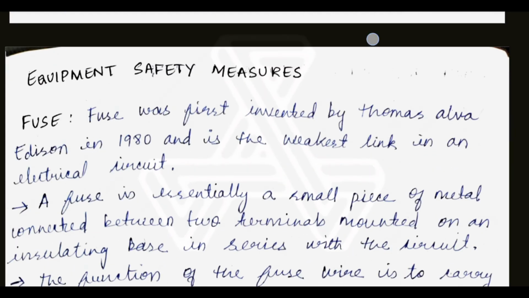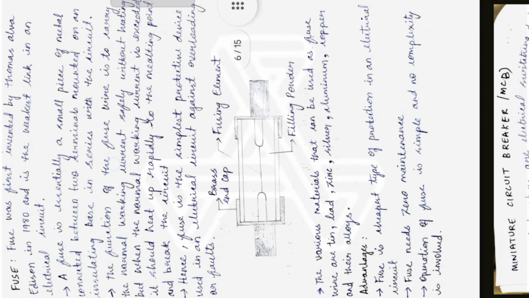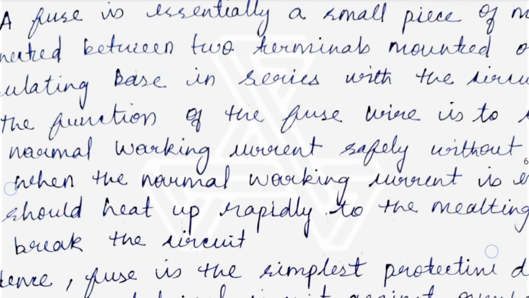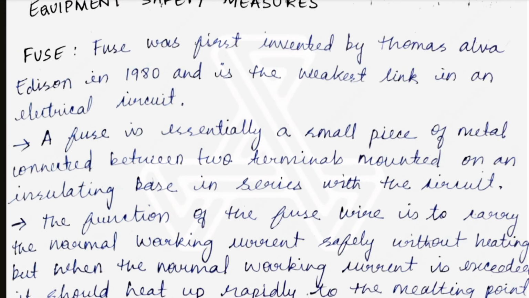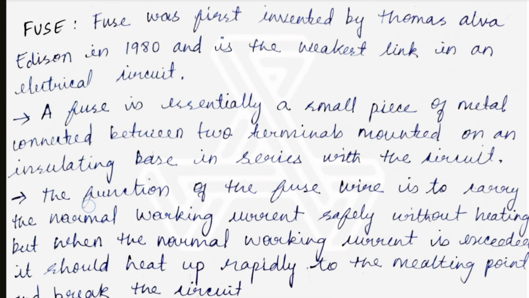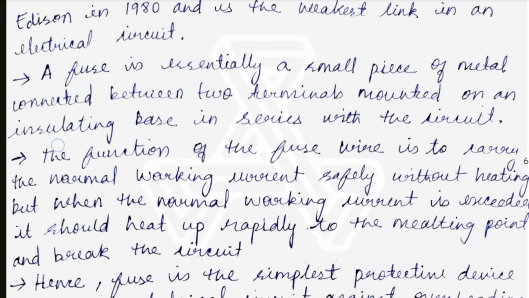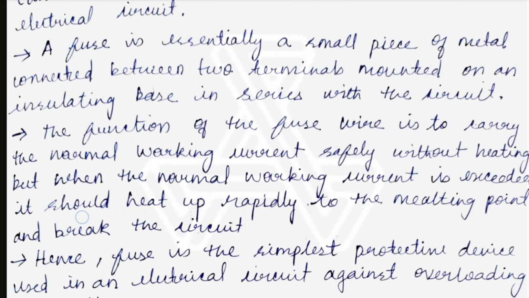Equipment safety measures. Fuse. Fuse was first invented by Thomas Alva Edison in 1890 and is the weakest link in an electrical circuit. A fuse is essentially a small piece of metal connected between two terminals mounted on an insulated base in series with the circuit.